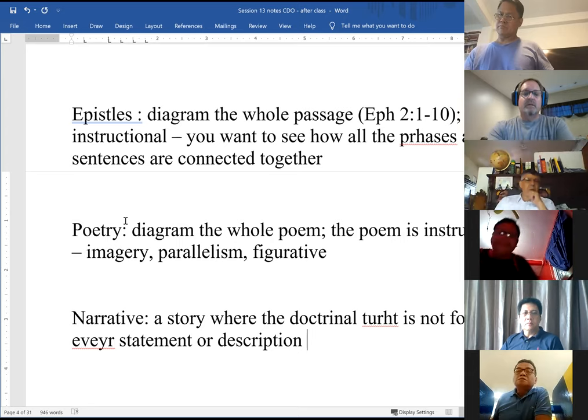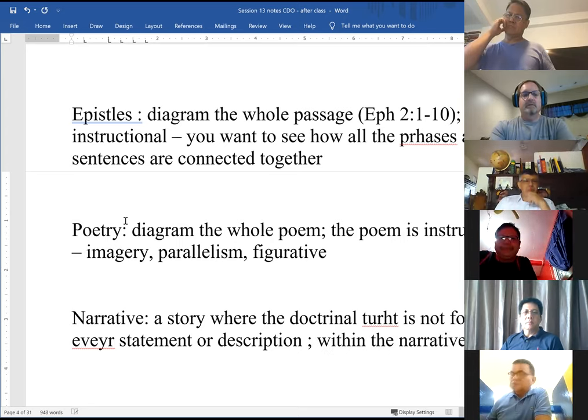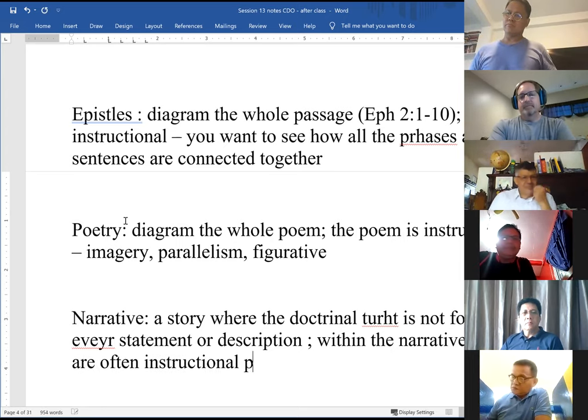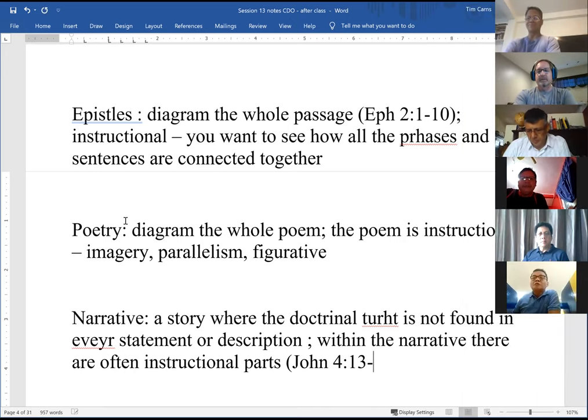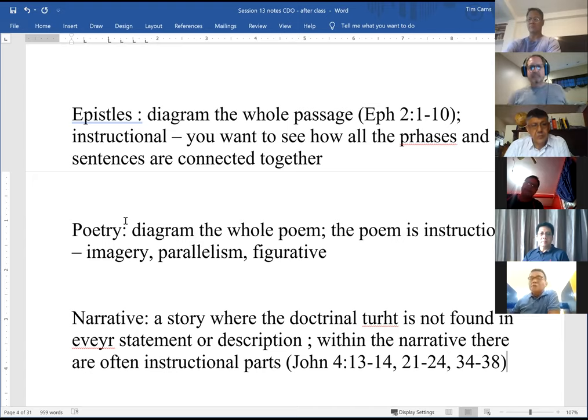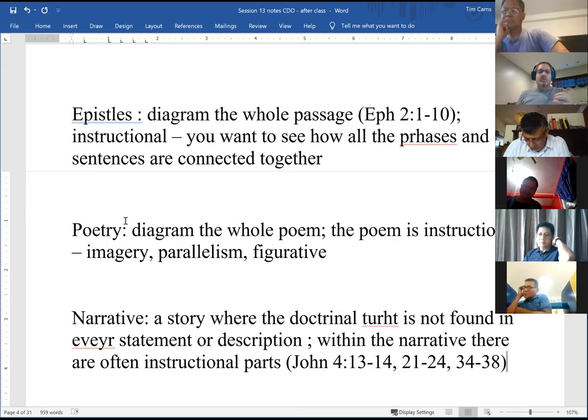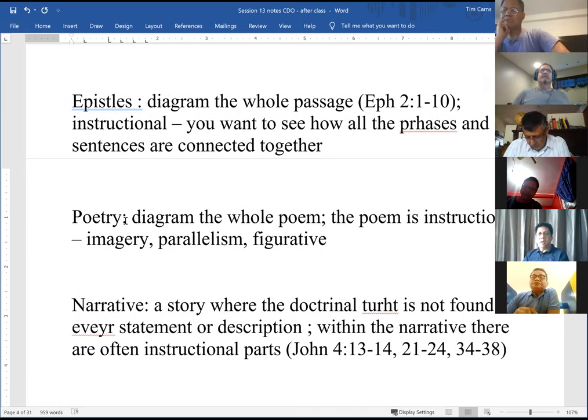However, within the narrative there are often what I will call instructional parts. Again, in John chapter 4, examples are in verses 13 and 14, verses 21 to 24, and then I think 34 to 38, if I remember right. Those are parts of that narrative where Jesus gives specific instruction about a particular topic. It's not only dialogue; he's actually communicating truth in that dialogue. That's where you would want a diagram, because the nature of those parts of the story is instructional, and a diagram will be helpful in revealing what the speaker, in this case Jesus, meant. Does that make sense?